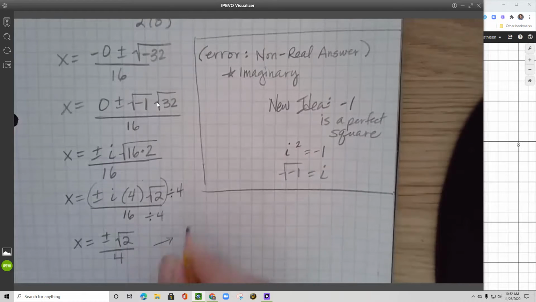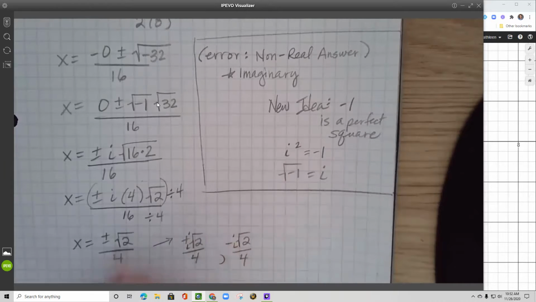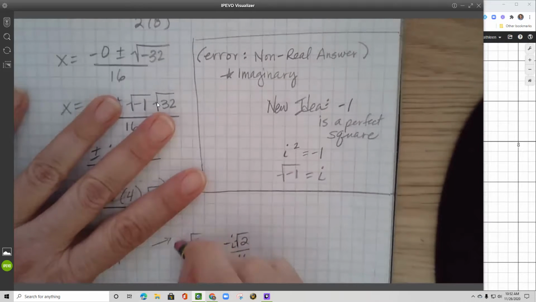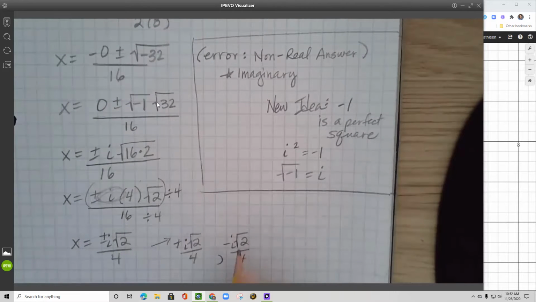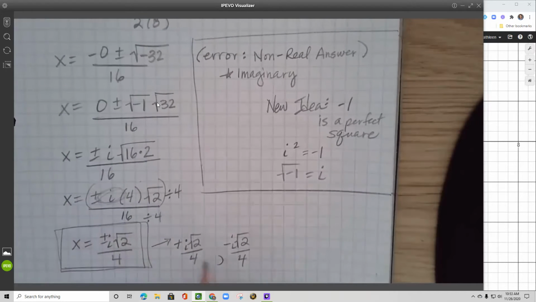This is plus square root of 2 over 4 and minus square root of 2 over 4. Oh, I lost an i. Make sure you keep your i. i square root of 2 over 4 and negative i square root of 2 over 4. It's okay if you just leave it as plus or minus, because you can't simplify this any further, so it's not necessary to split them into 2 pieces. But you can. This is correct if you list the 2, or this is correct if you leave it together.